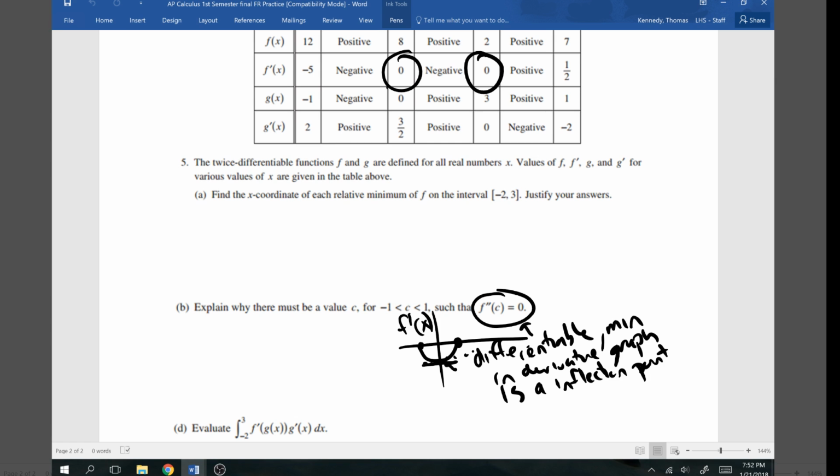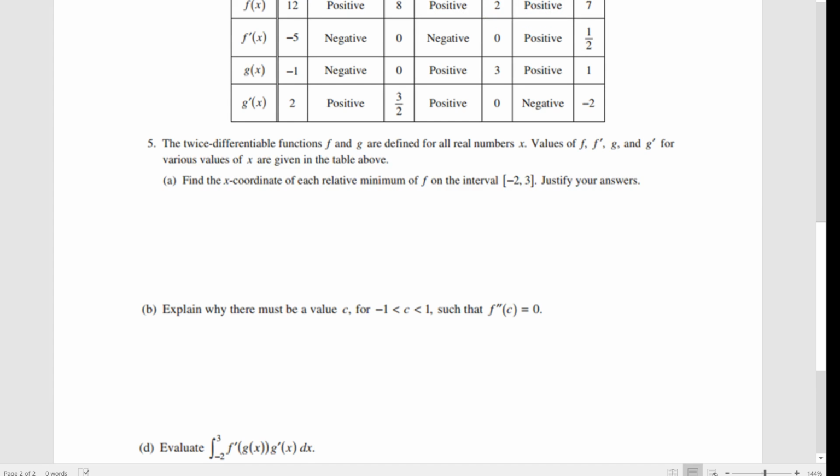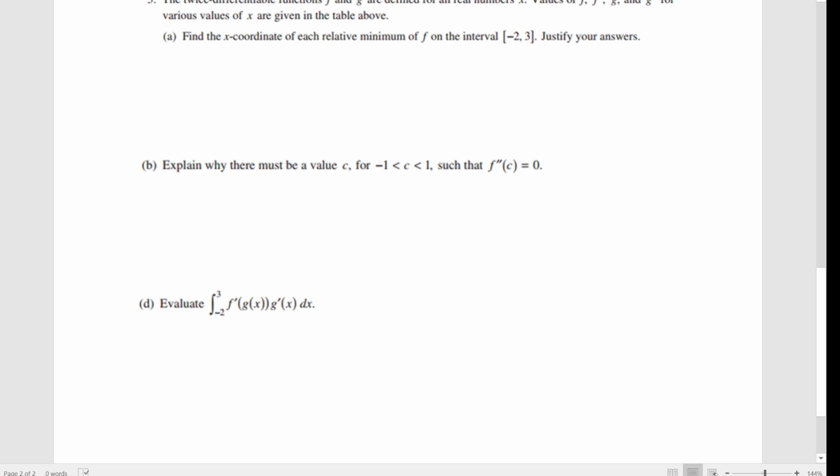I wrote what I would write. This is totally good enough. If I wrote this, people would be like, oh, he gets it. This man gets it.